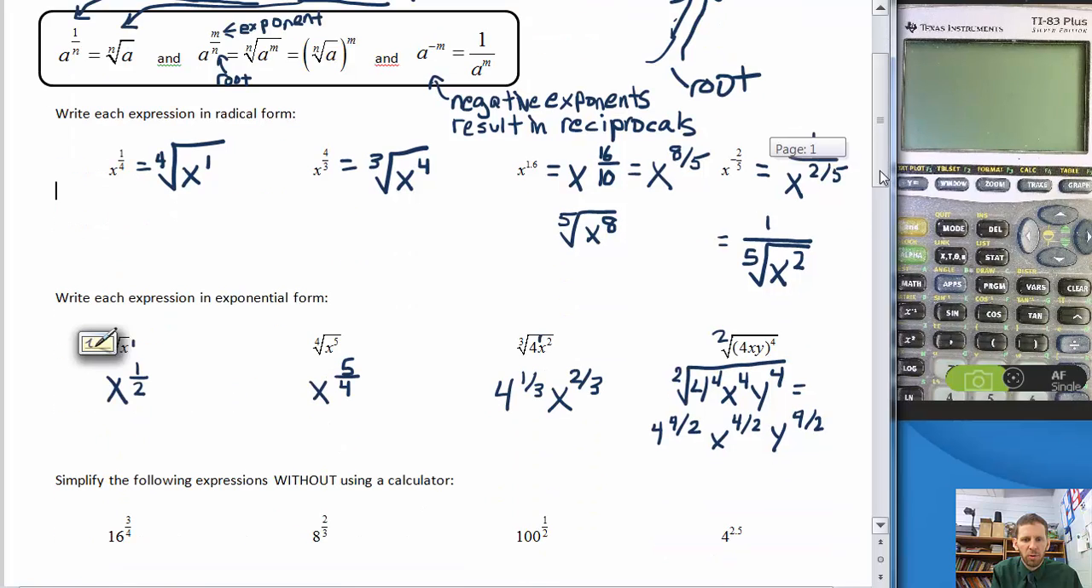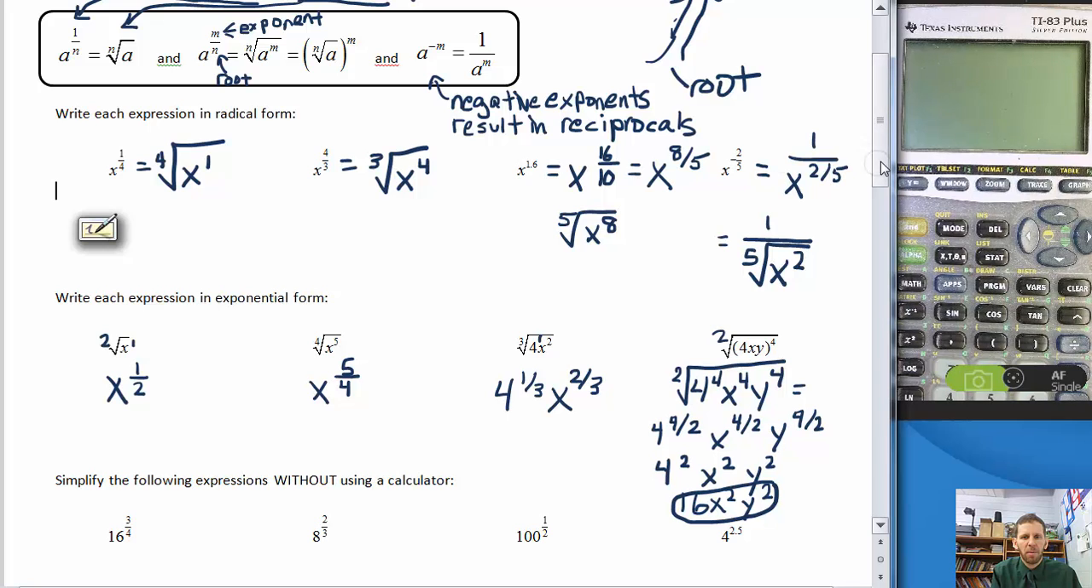Now we could simplify these things down a little bit here. We know that 4 over 2 is equal to 2. So each of these things are basically squared: the 4 is squared, the x is being squared, and the y is being squared. You should know what 4 squared is equal to. That's 16. So your final answer is just going to be 16x squared, y squared. And that's how you convert from our radical form back to our exponential form.